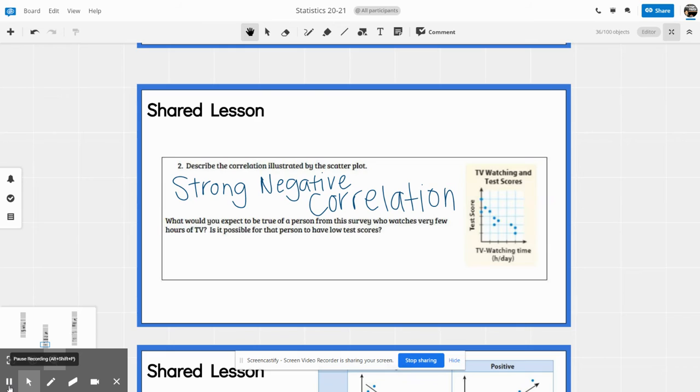The next question asks us, what would you expect to be true of a person from this survey who watches very few hours of TV? So we're going to look at our graph. We're going to look at somebody down here watching few hours of TV. What do we expect their test score to be?